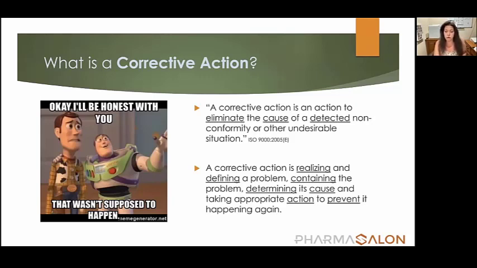Those are things we're going to discuss more in detail, because as I love my little illustration here, Buzz Lightyear is telling Woody that, to be honest with you, that wasn't supposed to happen. And my goal is that when something does happen, as QA, you don't have that look like Woody has on his face, because you shouldn't fear when things happen. You have a plan in place. We're going to dissect it, figure it out, and then we're going to move forward.